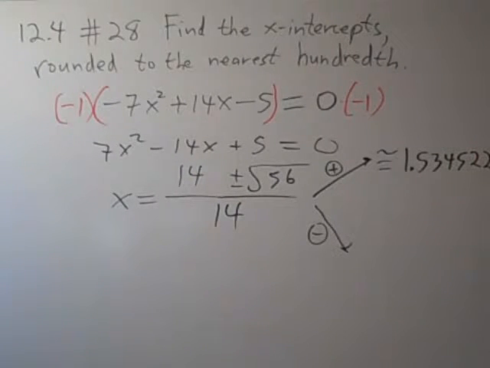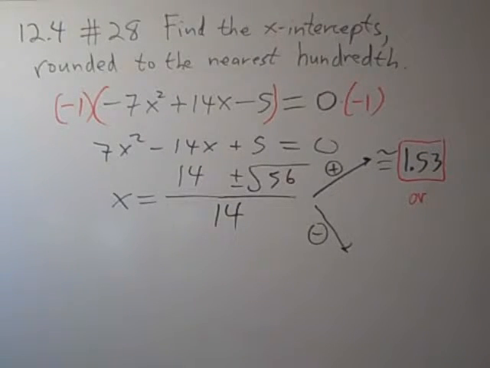to 2. We're only rounding off to the nearest hundredth though. So the 4 is less than 5, so I can truncate it there. And there we have our answer to the nearest hundredth for this, our first x-intercept here.